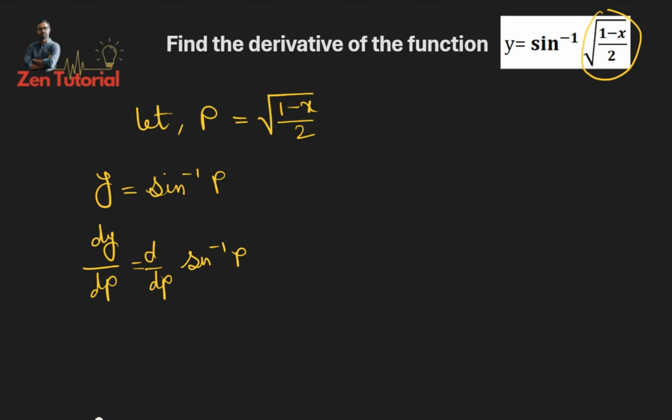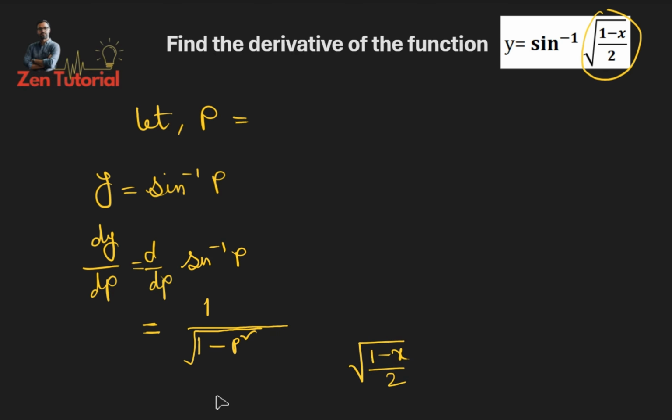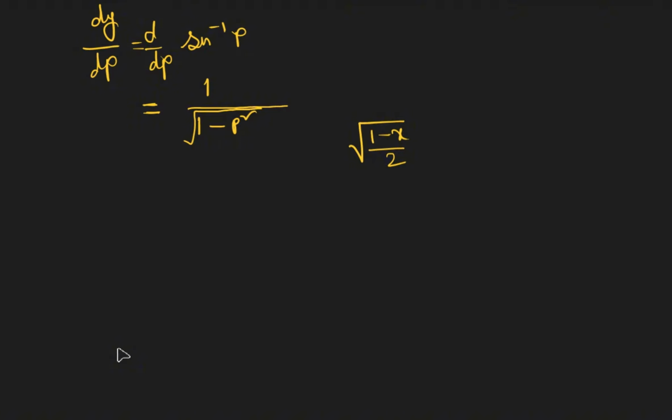So the very first problem or example, we have to differentiate this part, so we can write down 1 over square root of 1 minus p square, as the variable is p. Now actually p is equal to this part, right? So let's go down a little bit.